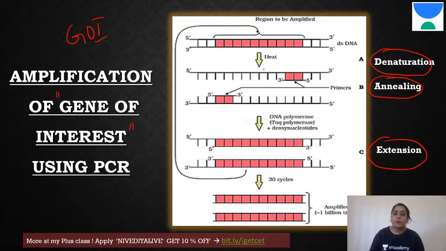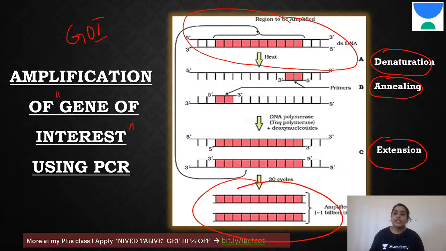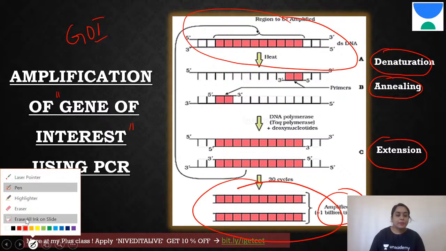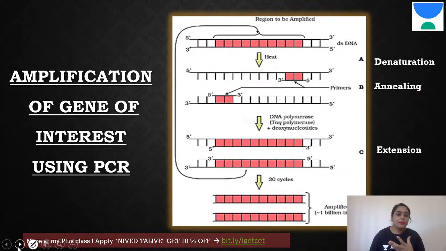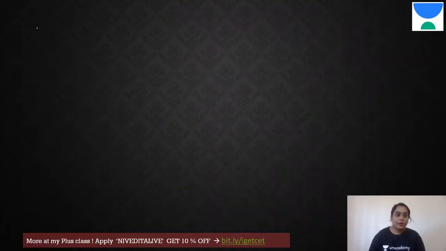So from one copy of DNA, multiple copies of DNA are made. Usually you get 1 billion copies of DNA. How do we do it? I'll just go to that empty slide and draw it and show it to you, because looking at the schematic diagram may feel a little daunting. So I'll draw it one by one and show you.